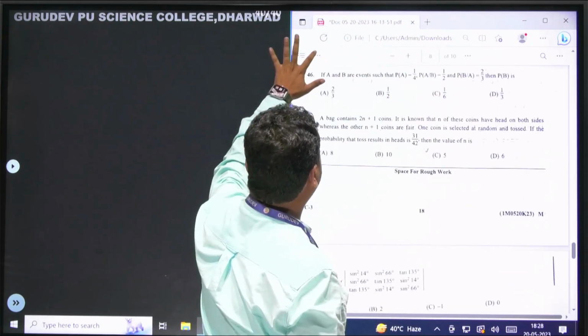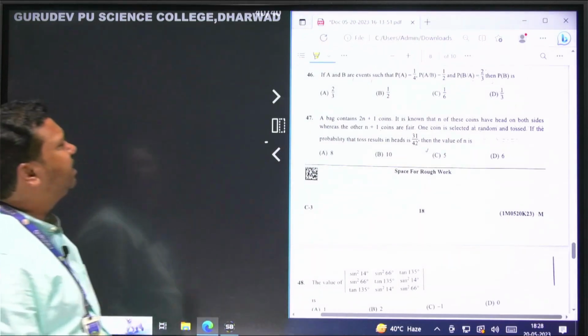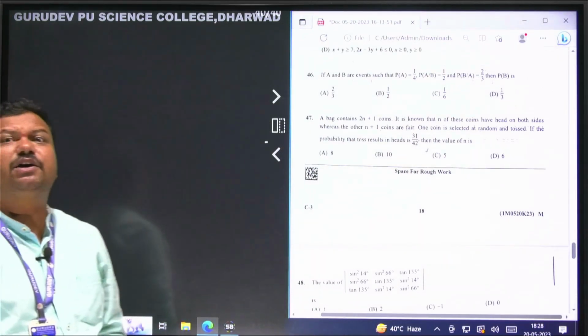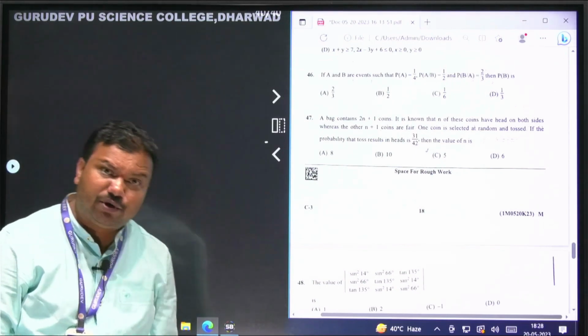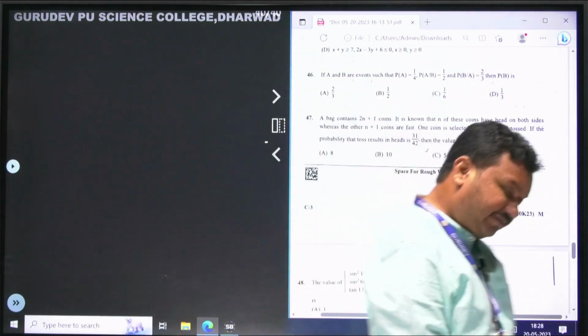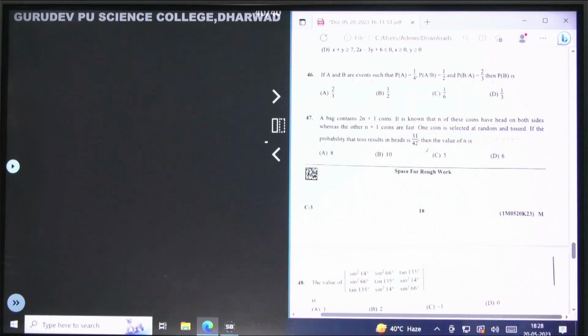Let me go for the 46th one. If A and B are two events such that P of A is equal to 1 by 4, P of A over B is equal to 1 by 2, then the question is to find P of B, right?